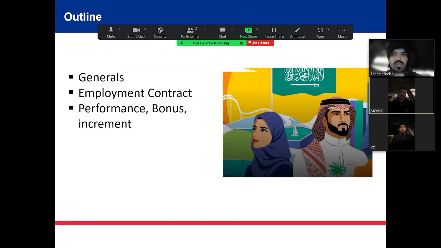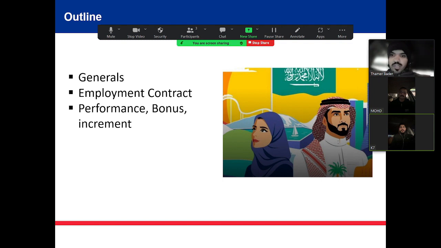Okay, we have some outlines, generals. We'll talk in general ways. Employment contract. We'll talk about the contracts between the organizations and the employees. And in the last slides we will talk about the performance bonuses and increments here, and how the organization can use them, and how the employee can get benefits from them. We'll try to engage together. We'll try to ask some questions, answer the questions.